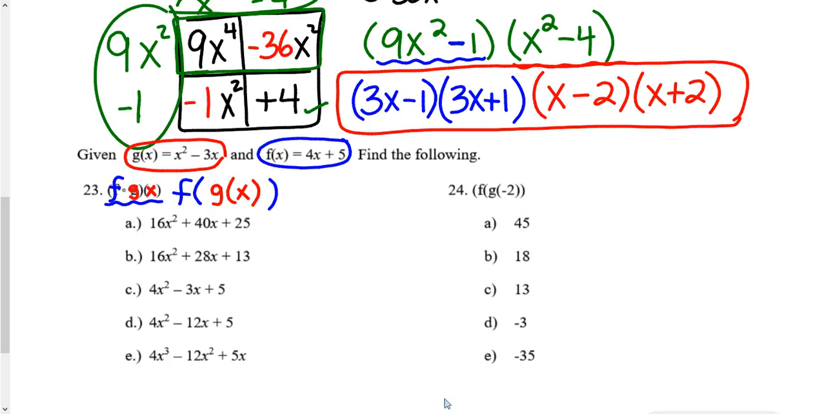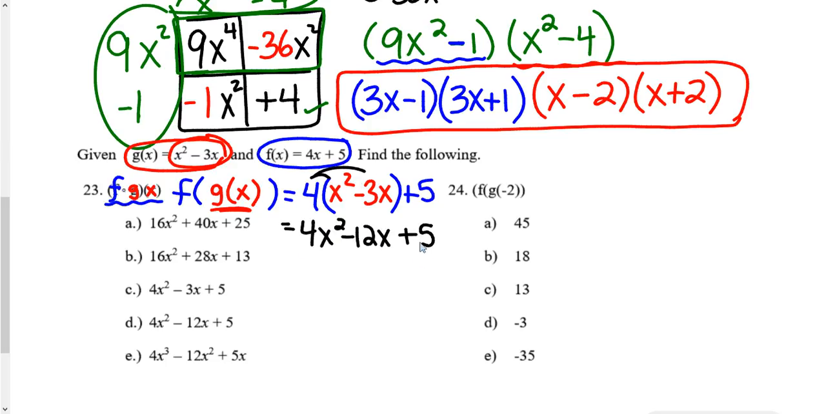So my f function was 4x plus 5, except instead of x, my inside is going to be the whole thing, g of x. This entire thing, x squared minus 3x. Now I need to simplify that, so I'm going to distribute my 4. So I'd have 4x squared minus 12x, and then the plus 5 that was down there on the end. So looking through my answers, 4x squared minus 12x plus 5. Looks good.